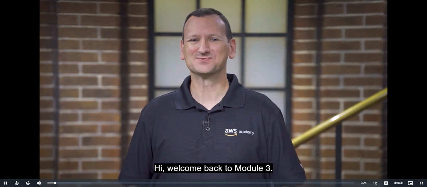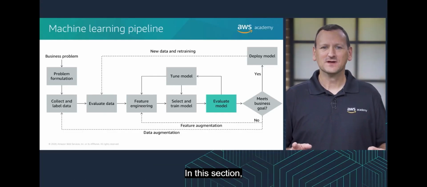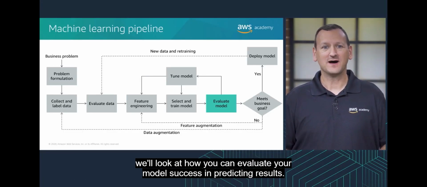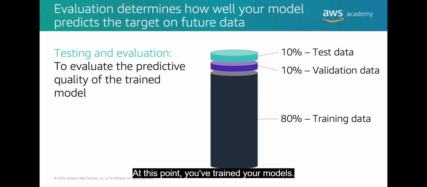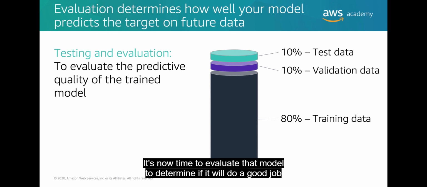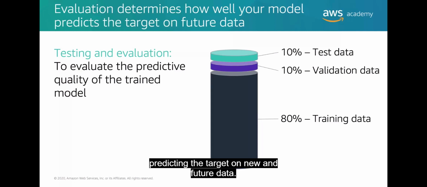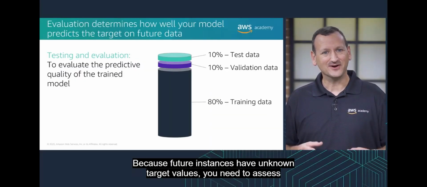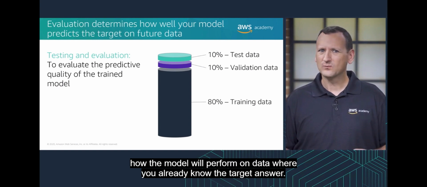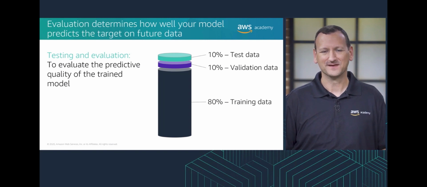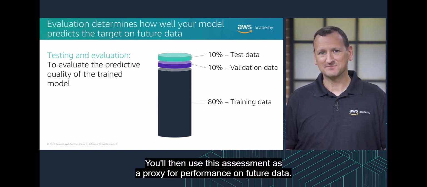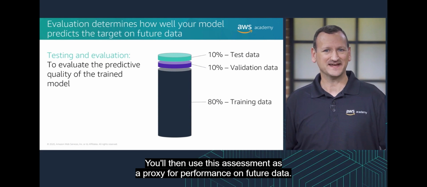Hi, welcome back to Module 3. In this section, we'll look at how you can evaluate your model's success in predicting results. At this point, you've trained your models. It's now time to evaluate that model to determine if it will do a good job predicting the target on new and future data. Because future instances have unknown target values, you need to assess how the model will perform on data where you already know the target answer. You'll then use this assessment as a proxy for performance on future data.